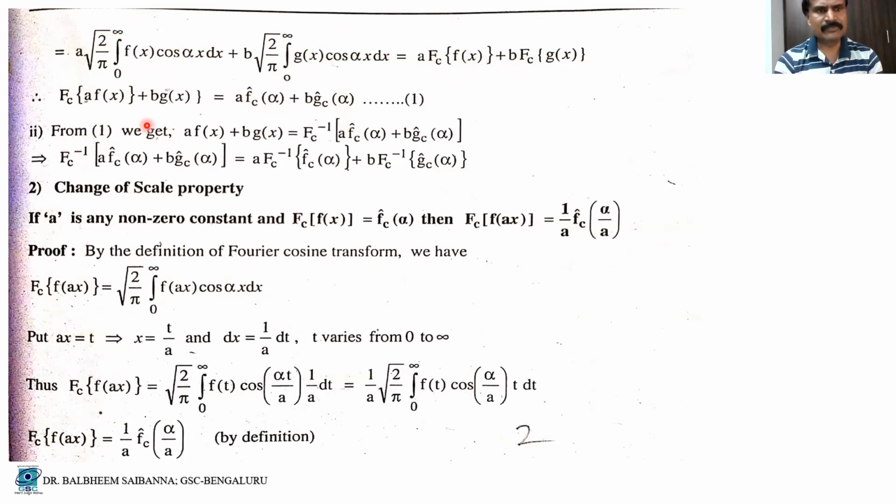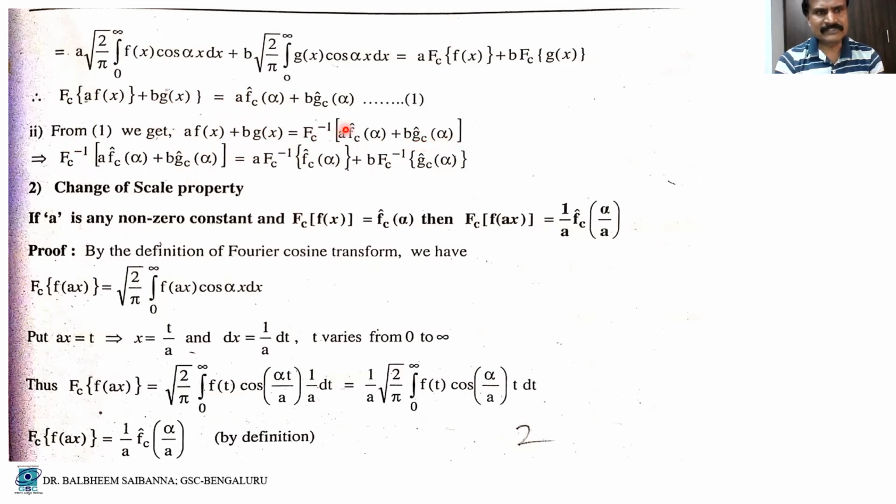Second one, from the first we know that a f of x plus b g of x, already we have proved this one. Just take this fc to the right hand side, and you get fc inverse from the proof of 1. Then a f of x plus b g of x is equal to fc inverse of a fc cap alpha plus b gc cap alpha.